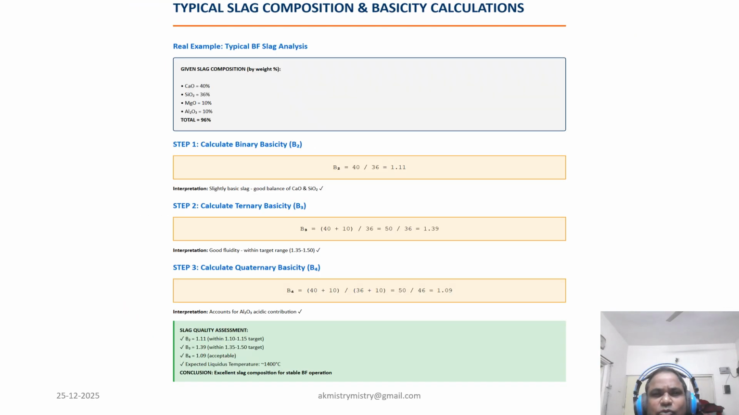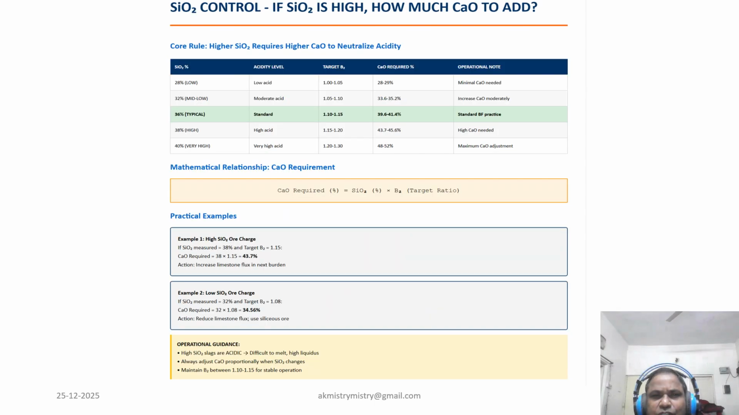So let's calculate with 40% CaO and 36% SiO2. B2 is 1.11, which is perfect. And now if we add 10% MgO, B3 becomes 1.39, great fluidity. Now if we include 10% alumina, B4 is 1.09, which is acceptable. So this slag will cast beautifully at 1400 degrees centigrade, and there will be no issue in evacuation of the furnaces.